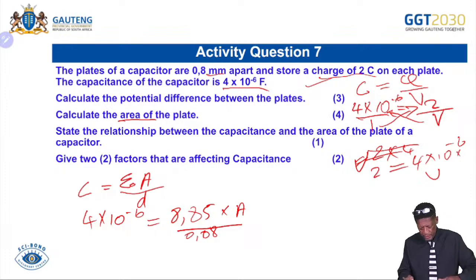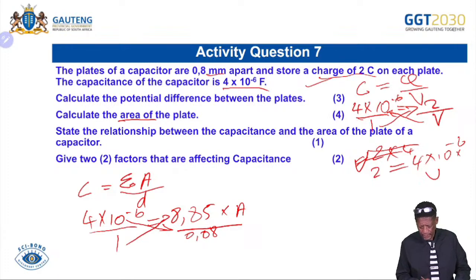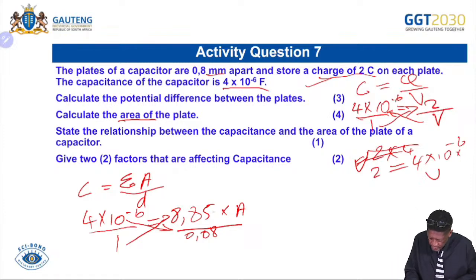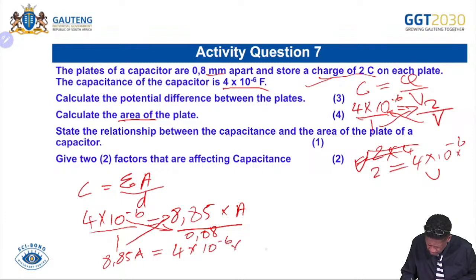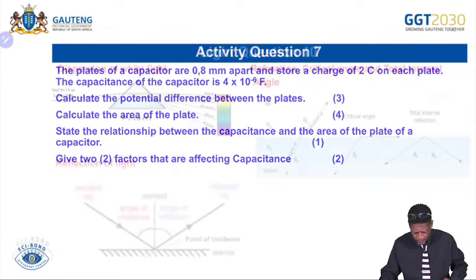Then we are cross multiplying this and this one. This is over 1, it goes there. All right, then this times 1 is going to be 8,85A equals 4 times 10 exponent 6 multiplied by 0,08. If it's like that, then you get your answer. Then at the end, you are going to divide by this number on both sides. Then you get your A. That is your area, right?